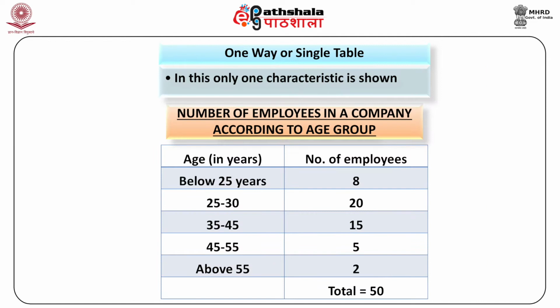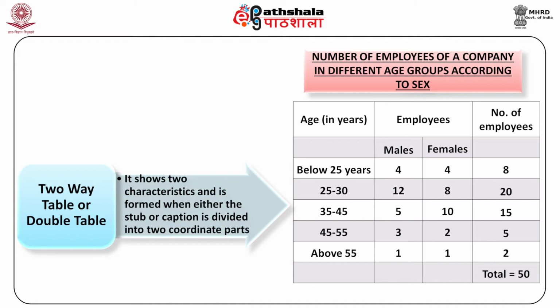Let us look at the examples now. For a one-way or single table, there is only one characteristic shown, that is the number of employees in a company according to age group. Now, the other example is for a double table where two characteristics are shown and is formed when either the stub or caption is divided into two coordinate parts. Over here, one can see that the number of employees of a company in different age groups according to sex are classified. So we have the employees categorized into different age groups, further as males and females.